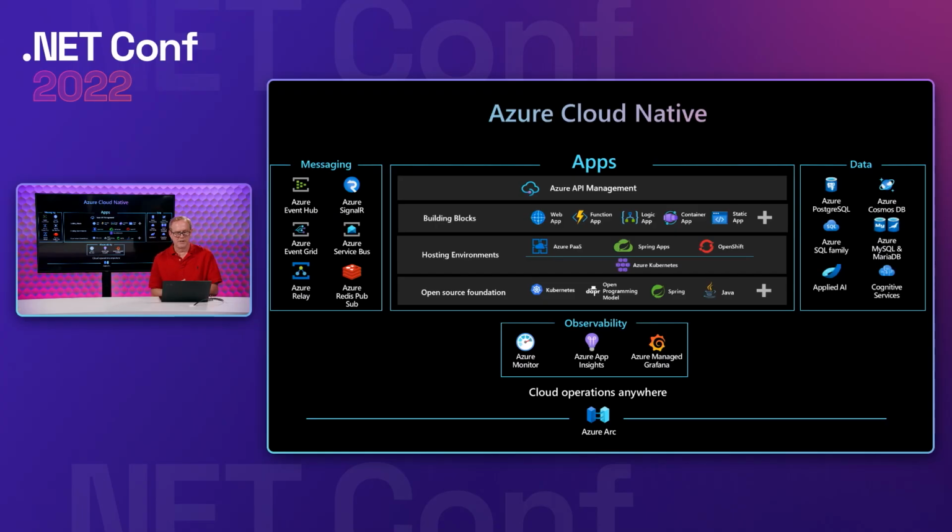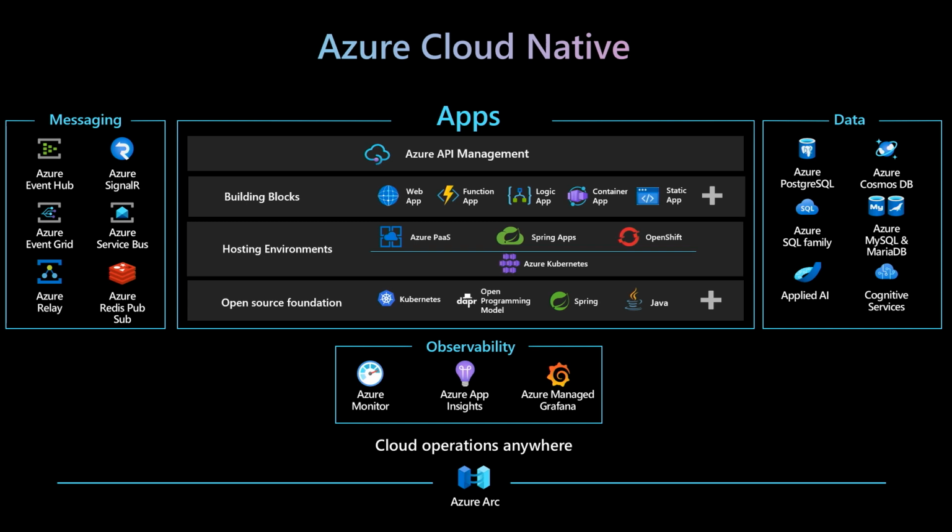With that, let's talk about the cloud. This is a diagram we showed a little bit earlier. If you're building cloud-native applications, here's an array of all the stuff that you have in Azure. And primarily what I work on in Azure is this middle chunk, this app thing. So the team I work on builds web apps, function apps, logic apps, container apps, and static web apps. And I'll drill into those in a little bit.